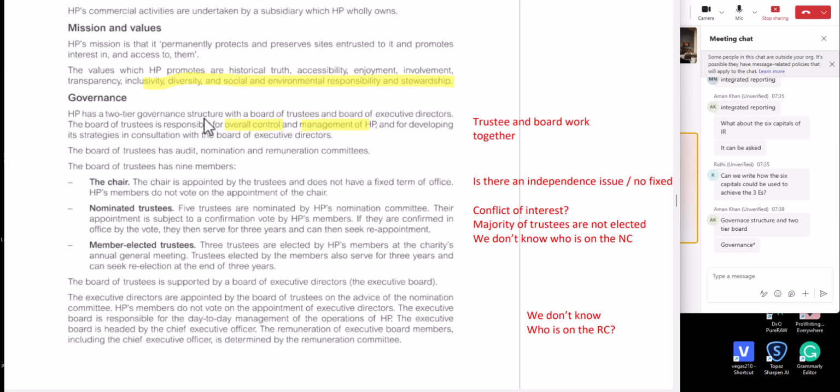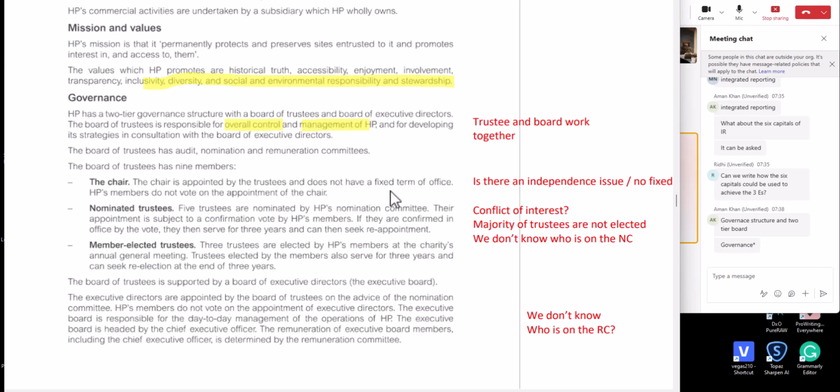So the Board of Trustees, again, it's a little bit of a weird one here because the Board of Trustees is a 2-tier board. Normally you'd have a Board of Trustees at the top and below. Now, there's some weird things in this board. I don't know whether they're going to mention it.